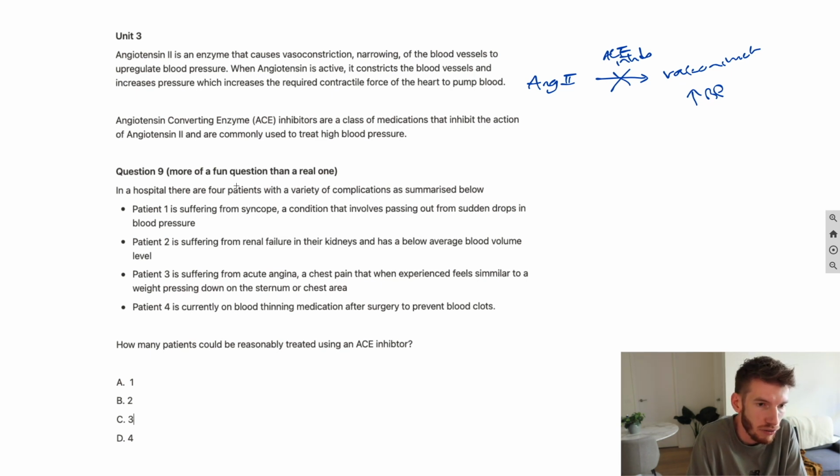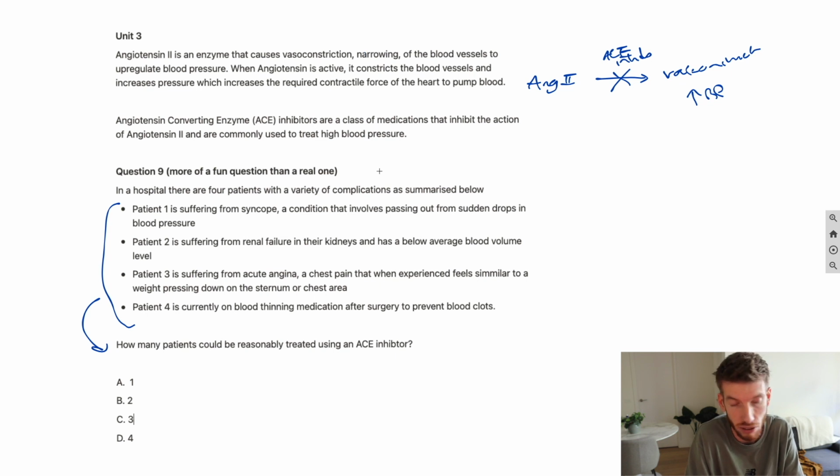So in a hospital, there are 4 patients with a variety of complications as summarized. A bit like the statements thing, I just go straight to what I need to do with them. How many patients could be reasonably treated using an ACE inhibitor? So we've just got to take this information and look at safety precautions of each one.